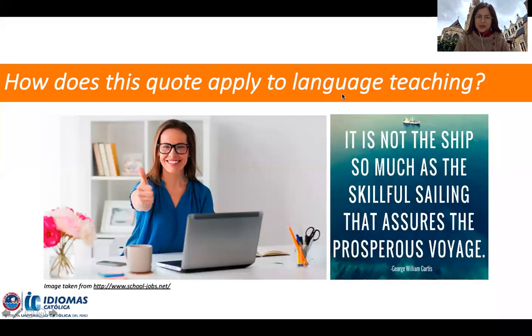Okay, so now I wanted to show you a little quote which has nothing to do with teaching, but we can actually apply to language teaching. The quote says, "It is not the ship so much as the skillful sailing that assures the prosperous voyage." So, how does this quote apply to language teaching? Let's reflect a bit on that. Take a couple of seconds.